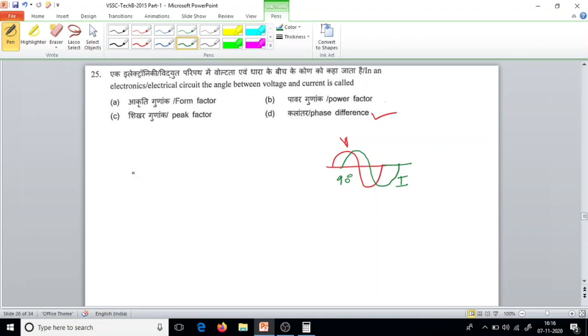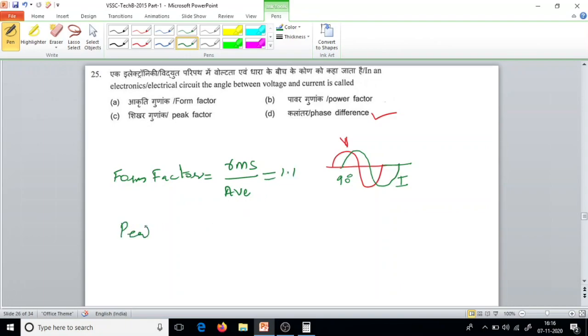What is form factor? Form factor is the ratio of the RMS value to the average value. It will come to 1.1.